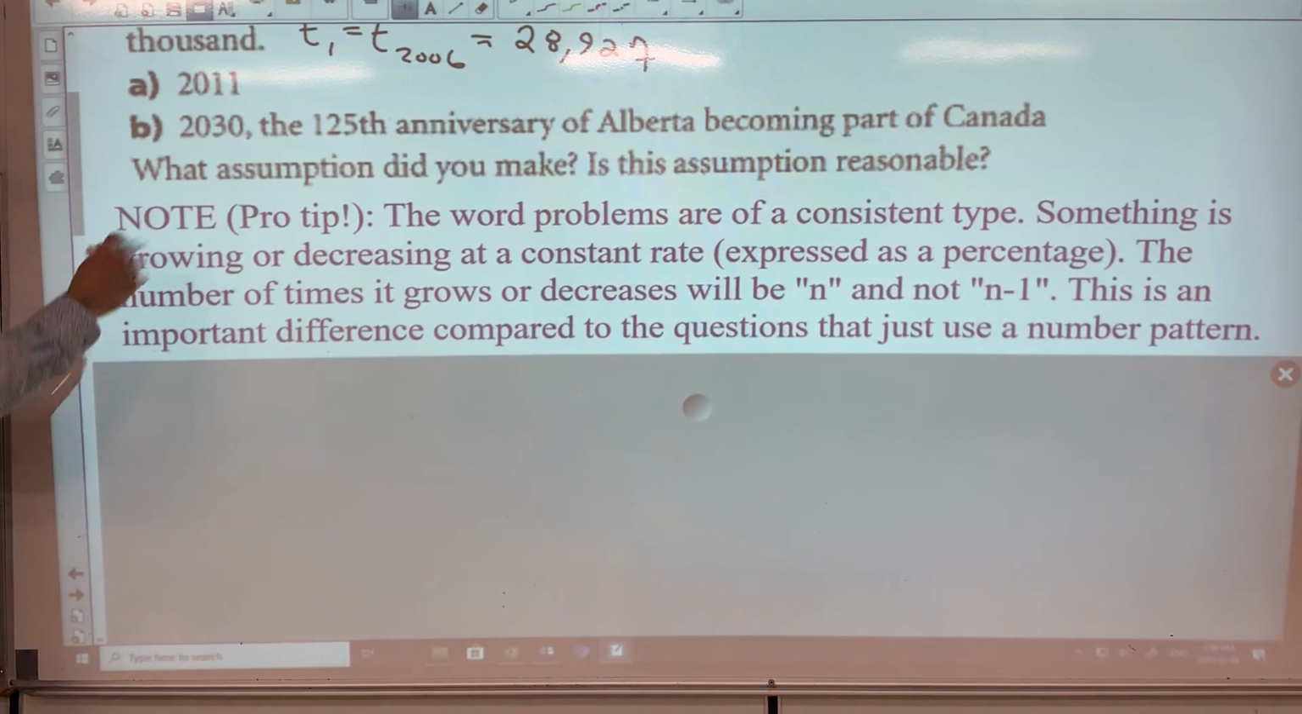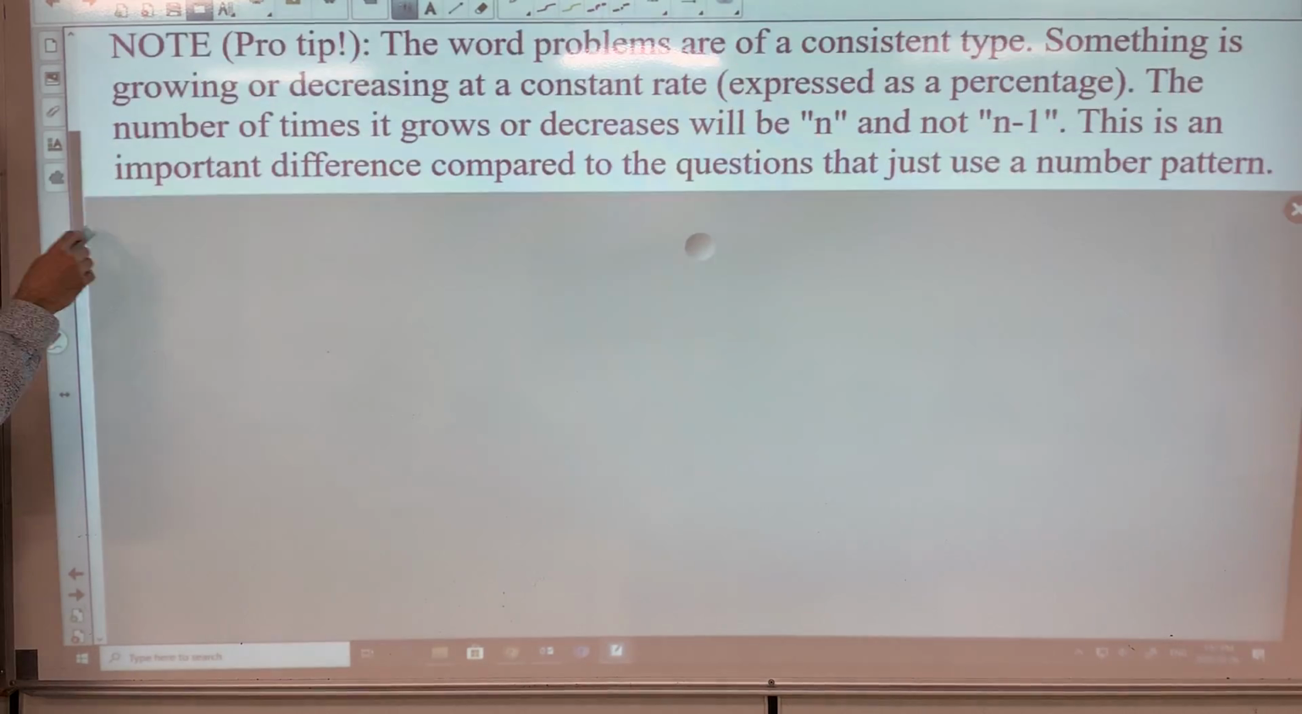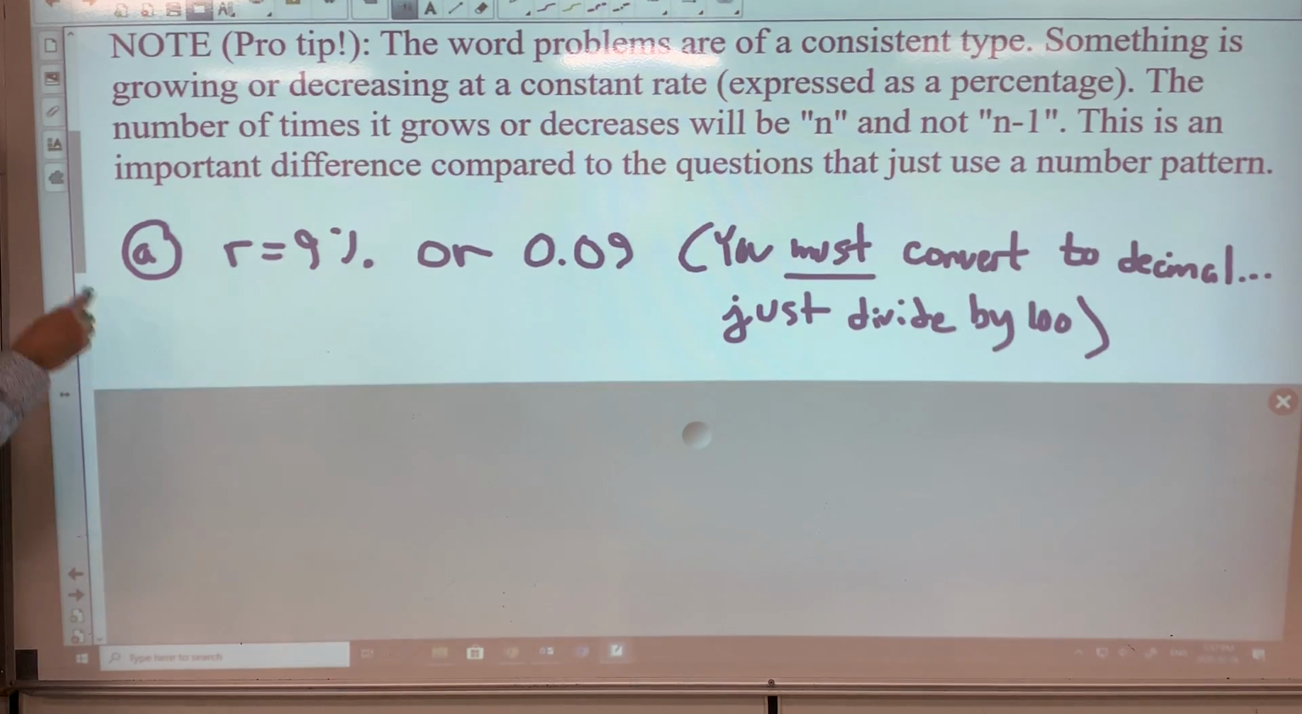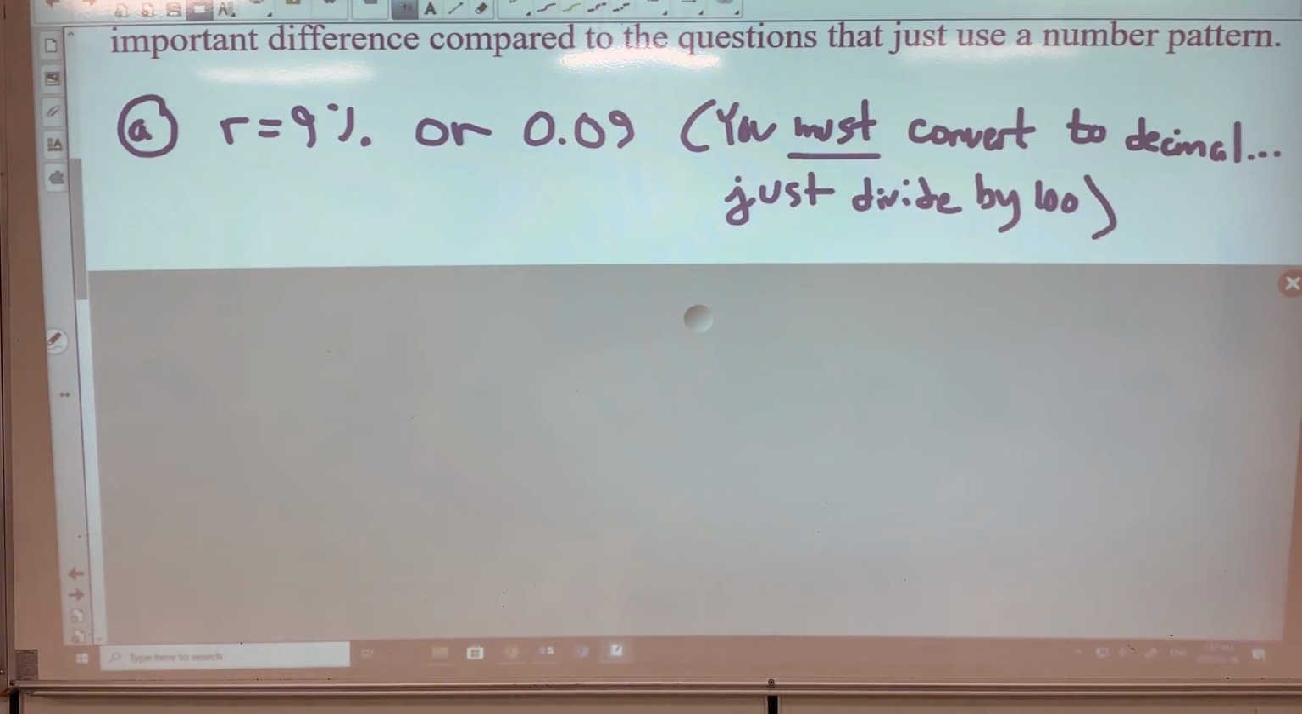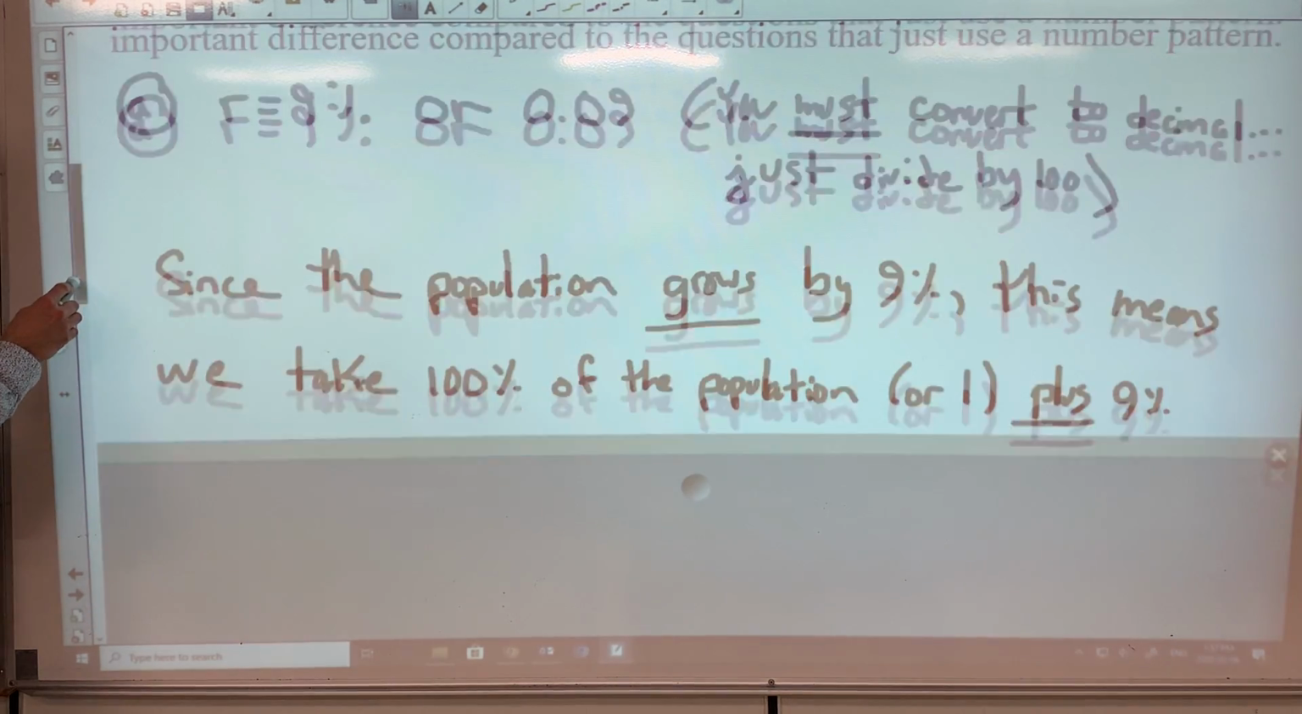This is just saying that we're changing the formula to n from n-1, the power. It just works out that way in word problems. So here's me dividing the rate by 100. I already mentioned that.